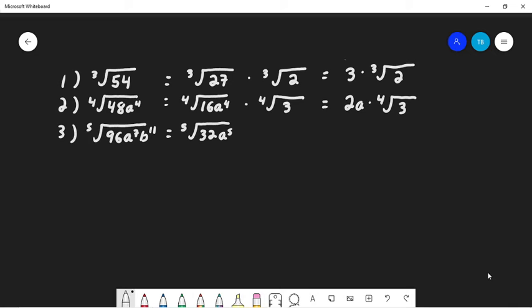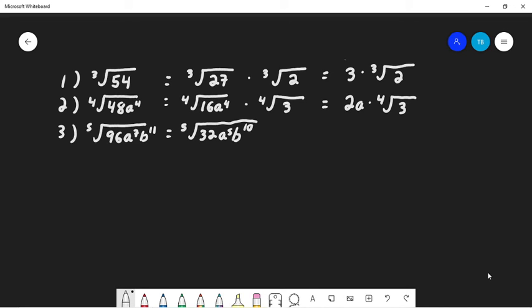Well, what number that doesn't exceed 11 is a multiple of 5, and thus a perfect fifth? So we could do b to the fifth, but I think we can go even higher. We could do b to the 10th, because 10, again, is a multiple of 5. So let's do a to the fifth, b to the 10th. So that would be our largest perfect fifth factor.